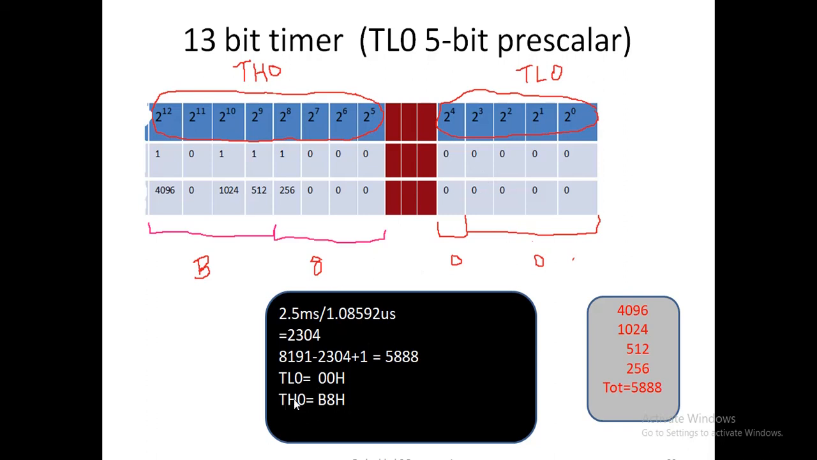Mode 1 and mode 2 are easy. You can directly convert this value into hexadecimal, and after that you can place it in TL0 and TH0. But in this 13-bit timer, we are using a 5-bit prescaler. You have to carefully decide what value to load in TL0 and TH0. So I converted this decimal into hexadecimal.